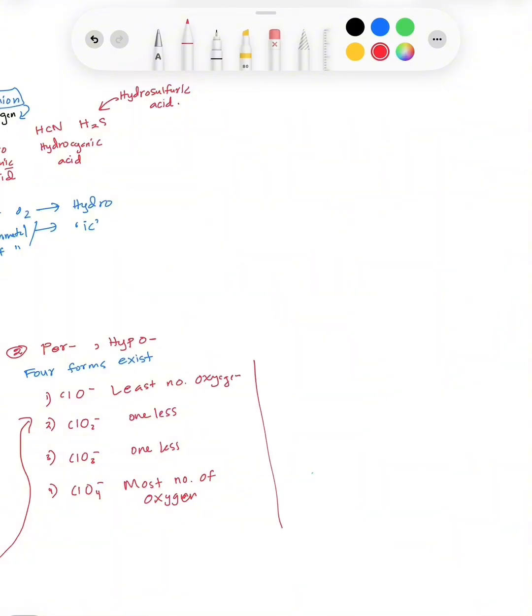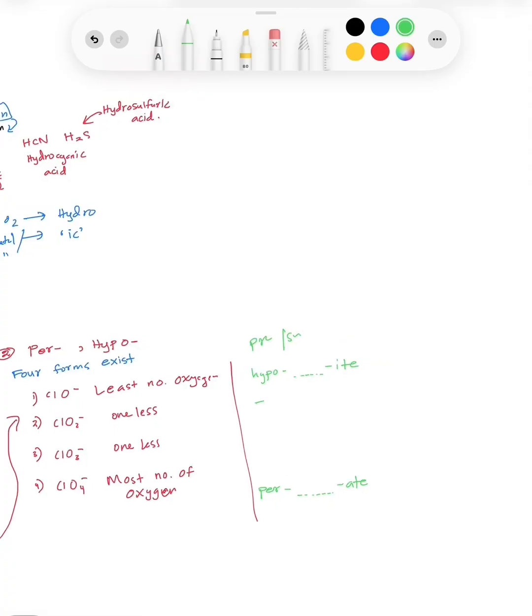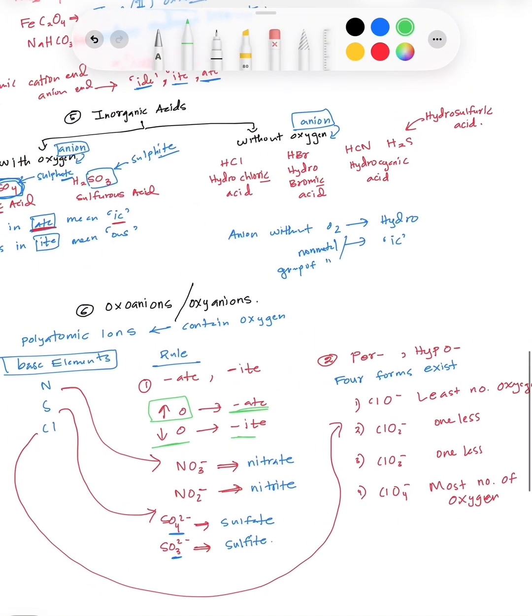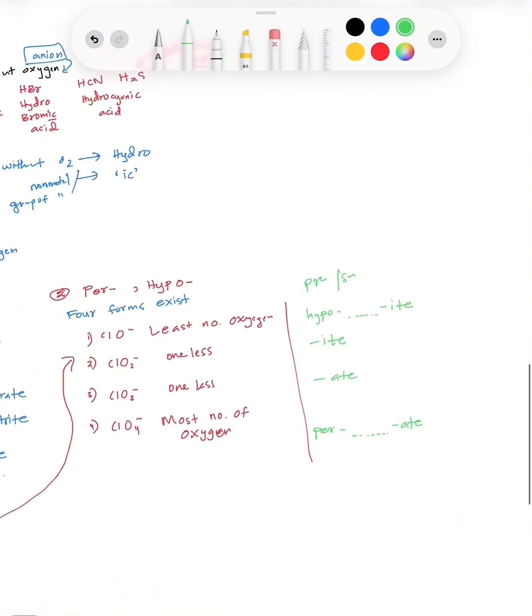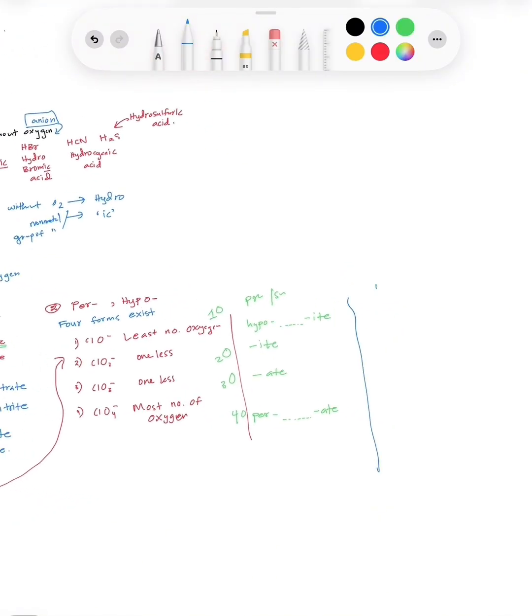Okay, now the prefixes and the suffixes for them. Most oxygen in the sense, it will start with per and end with -ate. If it is least, it will start with hypo and then end with -ite. If the oxygen number is high, that is -ate. If the oxygen number is less, that is -ite. So see here, this one has 4 oxygen, this one has 3 oxygen, this one has 2 oxygen, and this is 1 oxygen. Now let me name them.